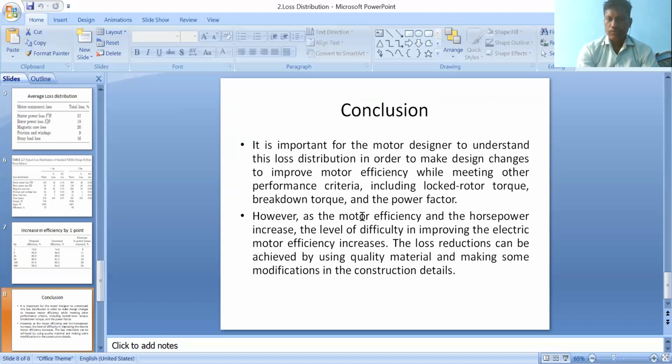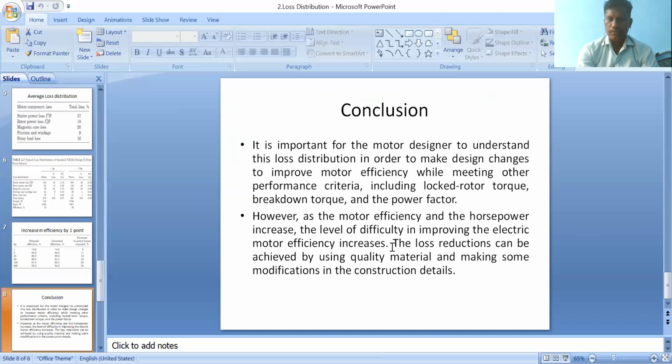However, as the motor efficiency and the horsepower increase, the level of difficulty in improving the electric motor efficiency also increases. As motor efficiency and HP, that is horsepower, increase, the level of difficulty in improving the electrical motor efficiency also increases.